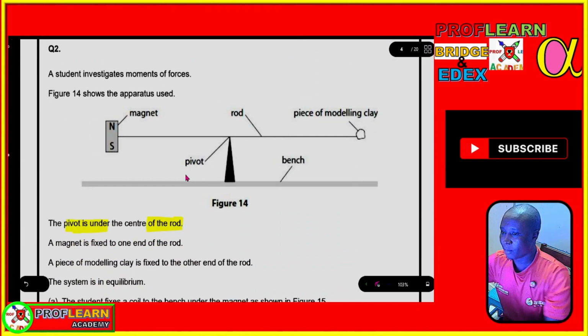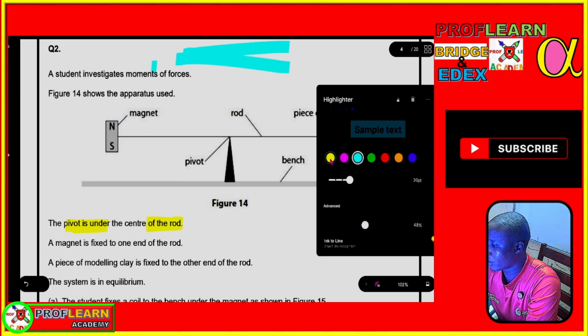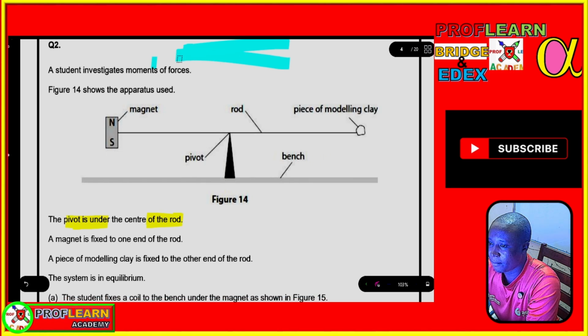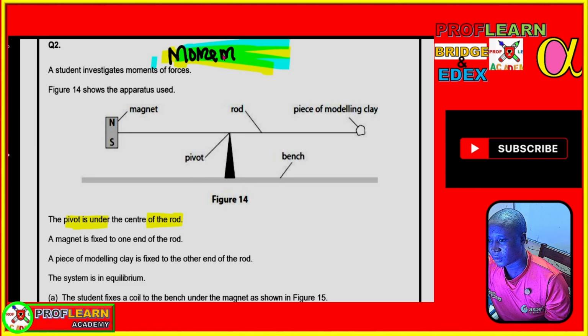Yeah, so before we move to another topic that you need to prepare on, another topic that is very important, another topic that is going to be tested in your exam, and a topic that we are sure that you will have to prepare on, is the topic of what? Moments. Moment of force.